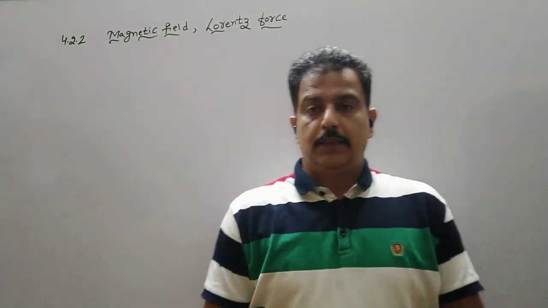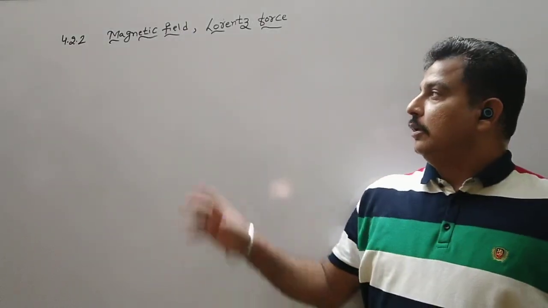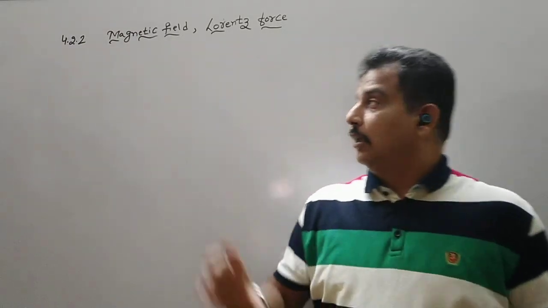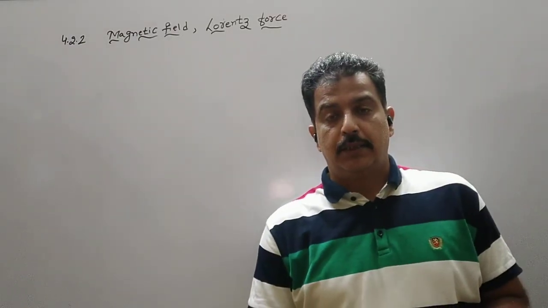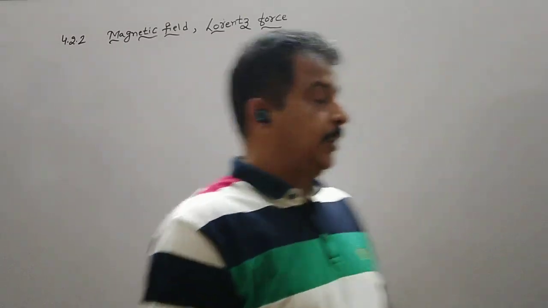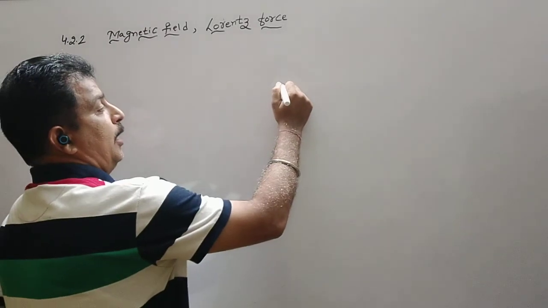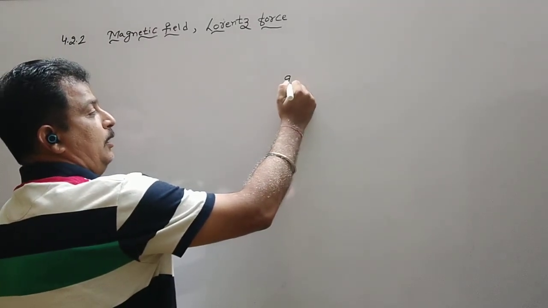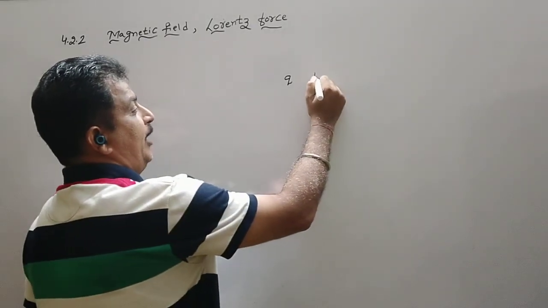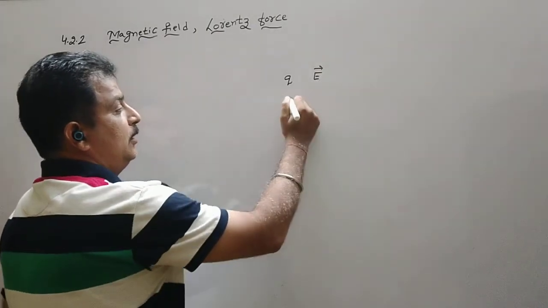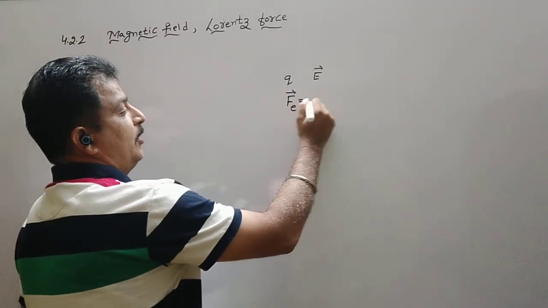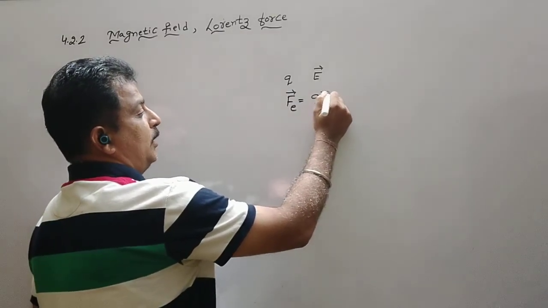Hello students, today we will do the magnetic field and Lorentz force, that is our topic 4.2.2. Now in the first chapter we have seen that if a charged particle having a charge Q enters into the electric field E, then the force acting on it is given by this formula.